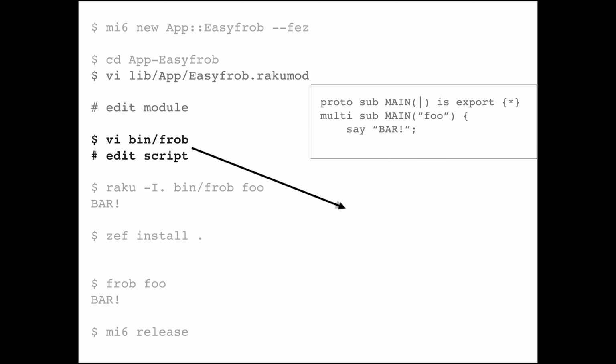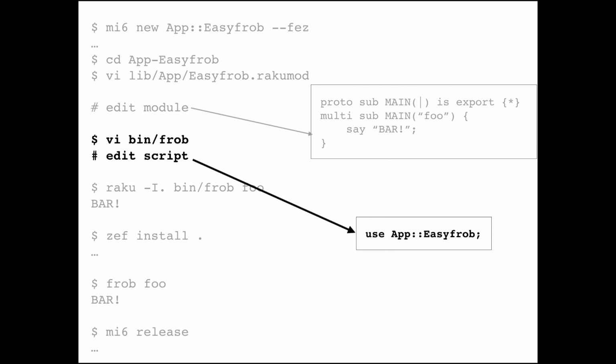Once you've done that, we actually create a script in the bin directory. In this case, we call it frob, and the only thing that needs to be in there is use App::EasyFrob. That's the only thing that needs to be in there. You can actually test the script by running raku -I. Call the script directly, bin/frob, and the parameter that we want to have here is foo, so it can actually say bar for you. You can then tell Zef to install it.